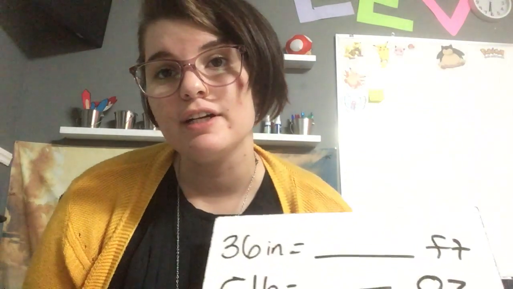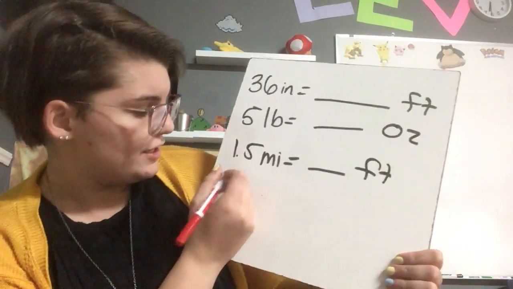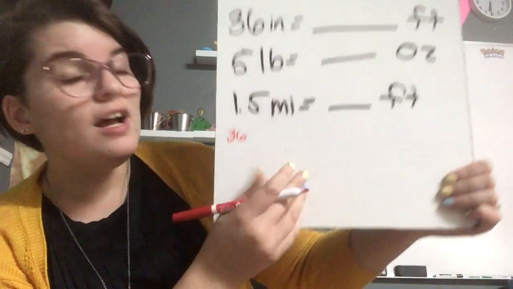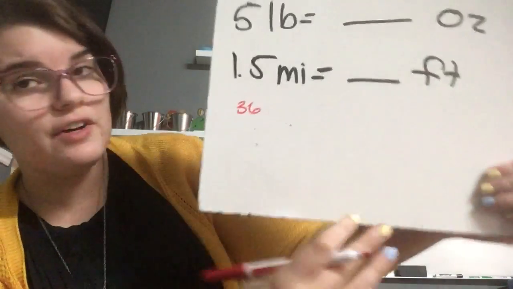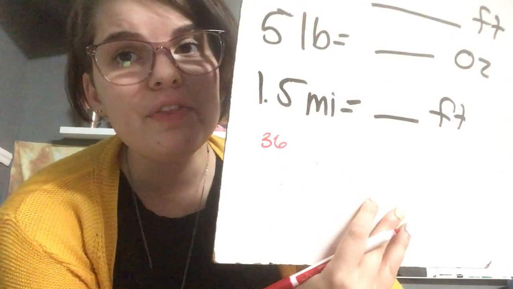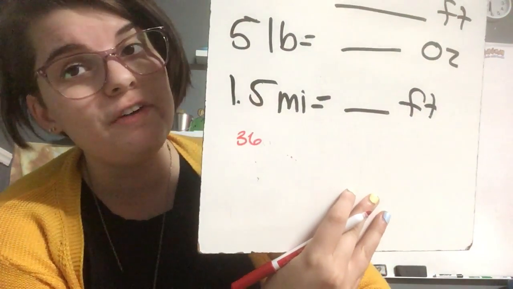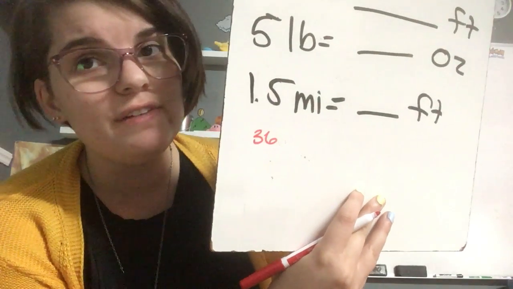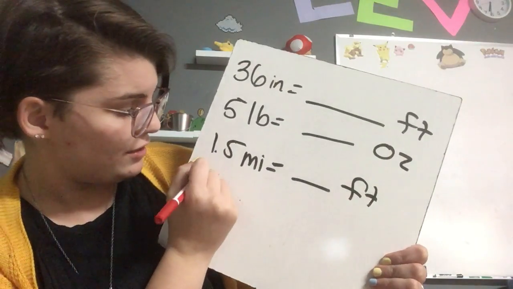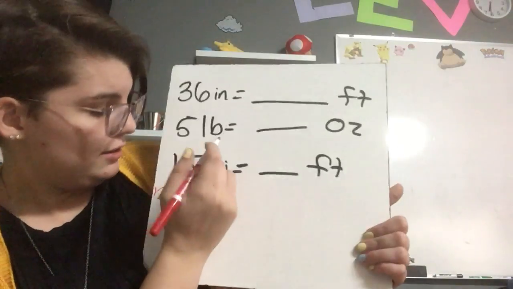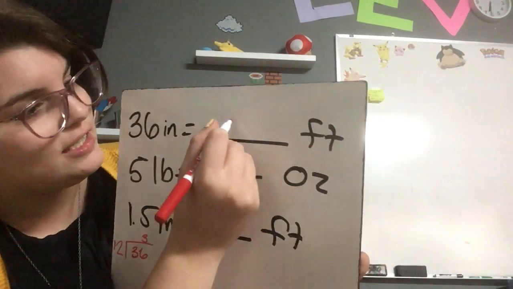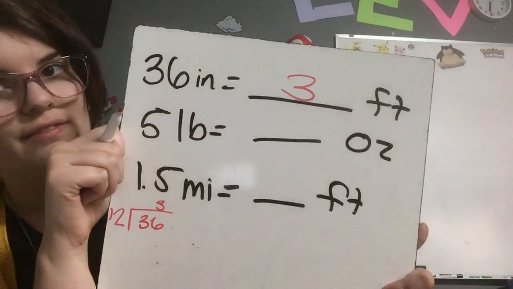But the easiest way that you're going to do it is you're going to go, okay, I have 36 inches. I know that there are 12 inches per feet. So if I want to put this in feet, I'm going to divide it by 12, and that'll get me my feet. So I just go 36 divided by 12, and then I go, hey, I know the answer. It's 3. And then my answer is 3 feet.